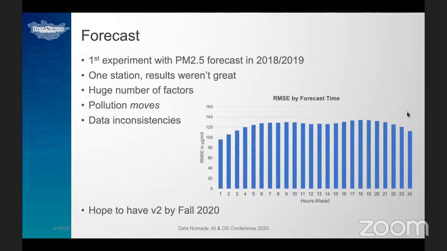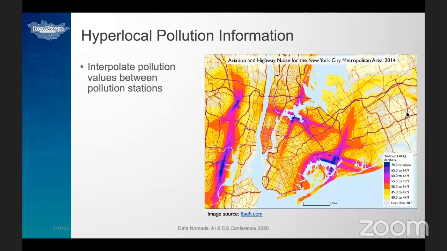And on top of that, there were data inconsistencies, which are really difficult to manage. And so all of that meant that the results weren't perfect. But I do hope to have version 2 ready by the next fall, so that we'll hopefully be able to have some better results. The next thing that I think would be really great to have is hyperlocal pollution information.